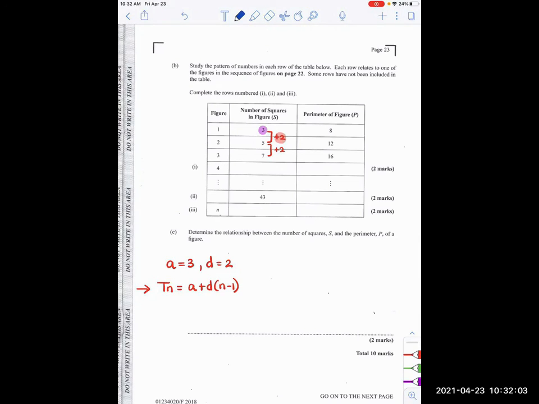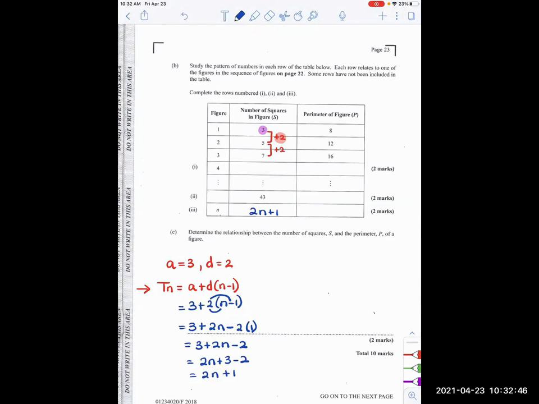Okay. So Tn is 3 plus 2 into n minus 1. Do you all have that? Yes, miss. 3 plus 2 by n, take away 2 by 1. 3 plus 2n minus 2. 2n plus 3 minus 2. 2n plus 1. Did you all get that? Yes, miss.